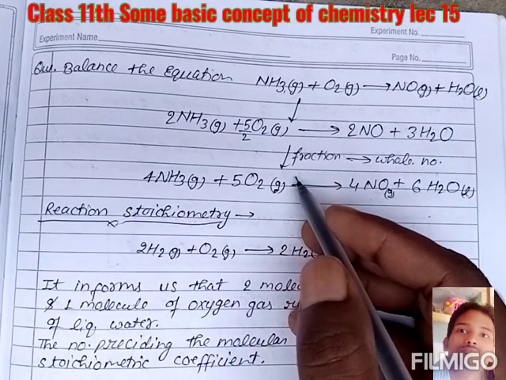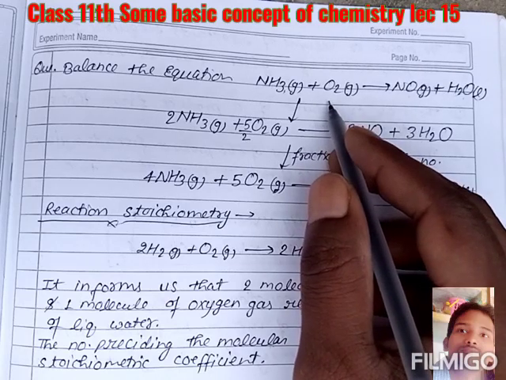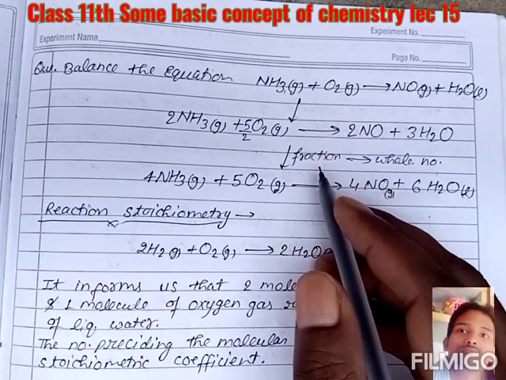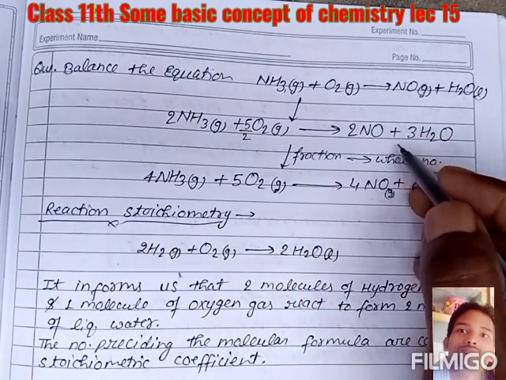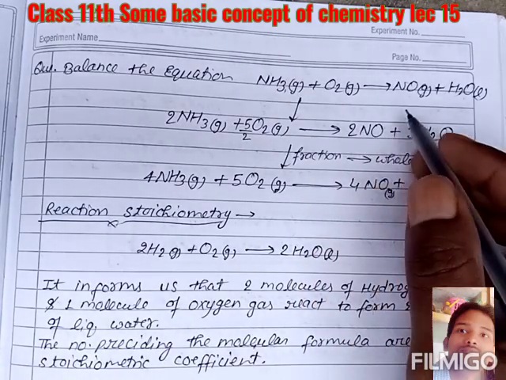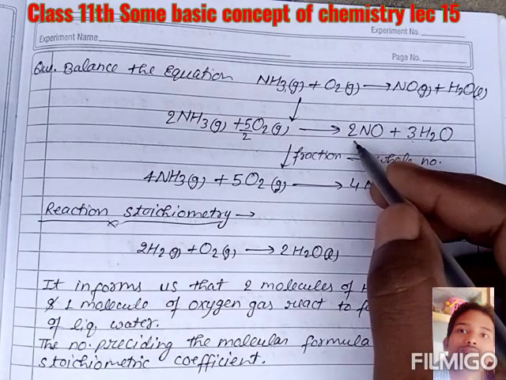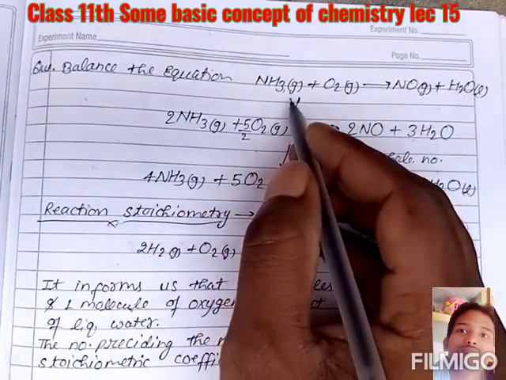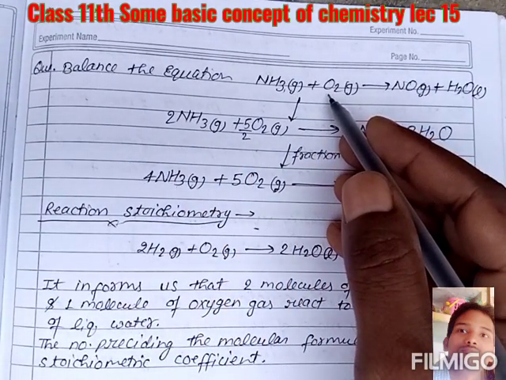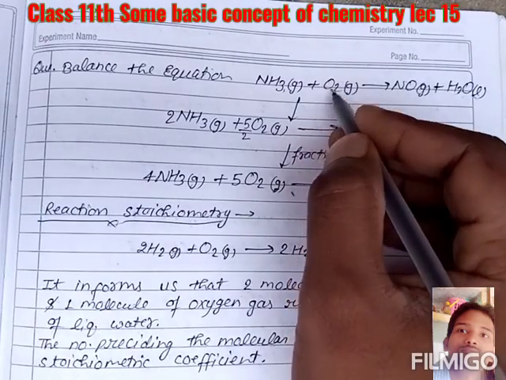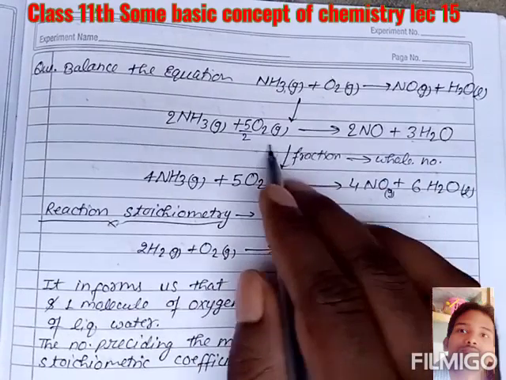Now if you are going to balance the oxygens, what do you look at here? Here on the right oxygen is 2 times 1 from NO plus 3 times 1 from water, which is 5, and on the left oxygen is 2. So how can you balance it? If you multiply by 5 by 2, the 2s will cancel out, giving 5 oxygen on the left side, so the oxygen will also be balanced.